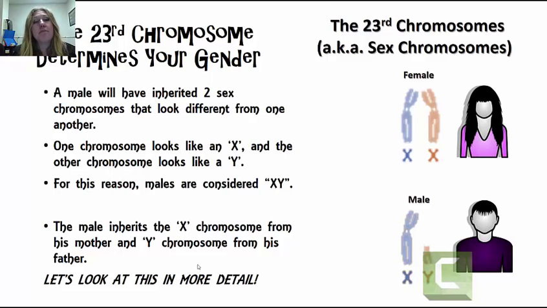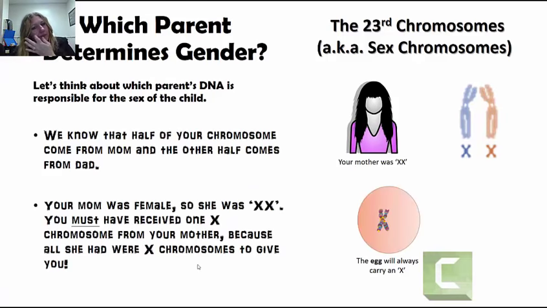On the other hand, a male has inherited 2 sex chromosomes that look different from one another. One kind of looks like an X, the other kind of looks like a Y. For this reason, we say that males are XY. The male inherits the X chromosome from mom, and the Y chromosome always comes from the father. Let's look at why this is.